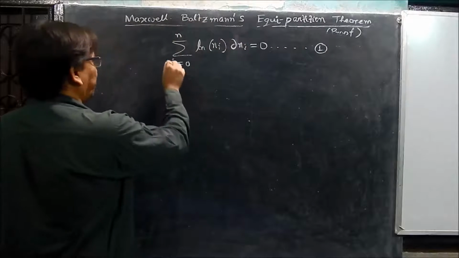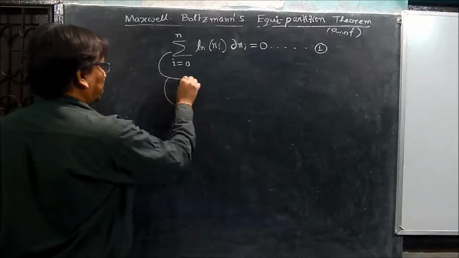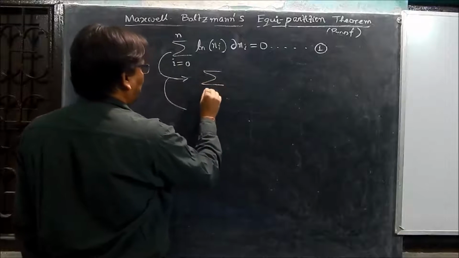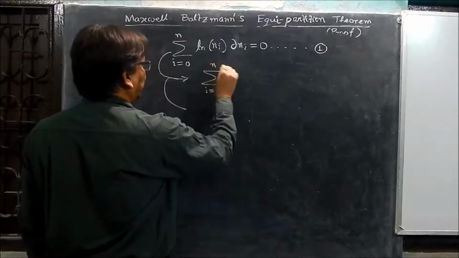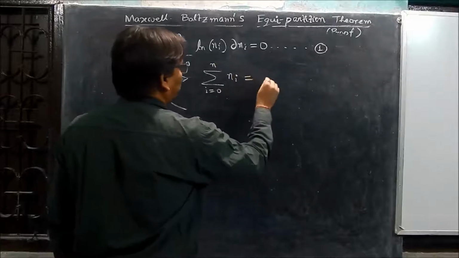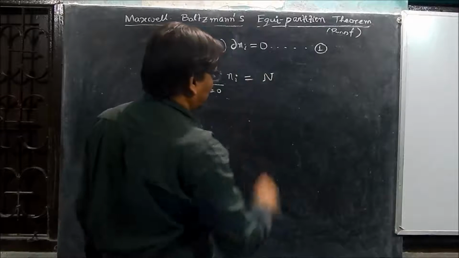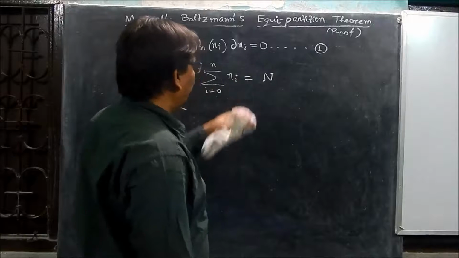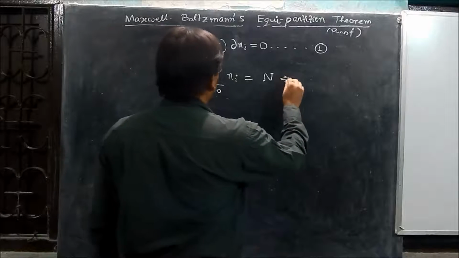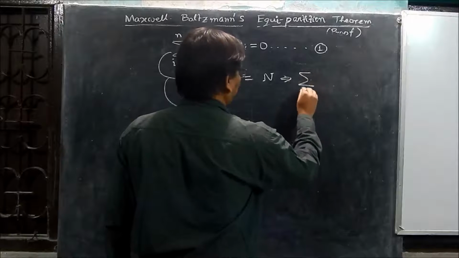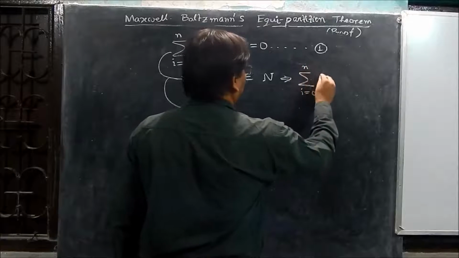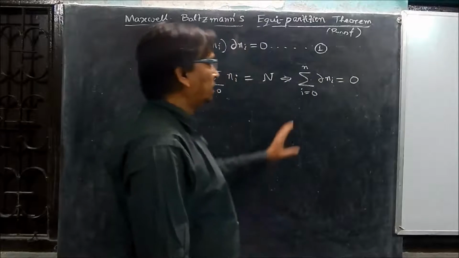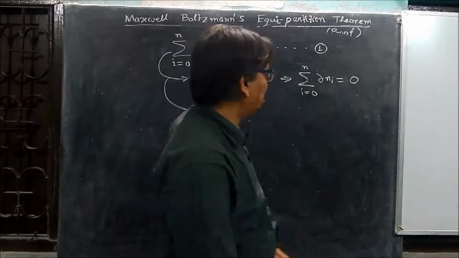There are two things we have to maintain while we do this. One thing is that the summation over i equal to 0 to n of ni is equal to the total number of particles. So if we differentiate this, then this is a constant, and we will get the summation over i equal to 0 to n of del ni equal to 0. So this we have to maintain, that this thing is equal to 0.